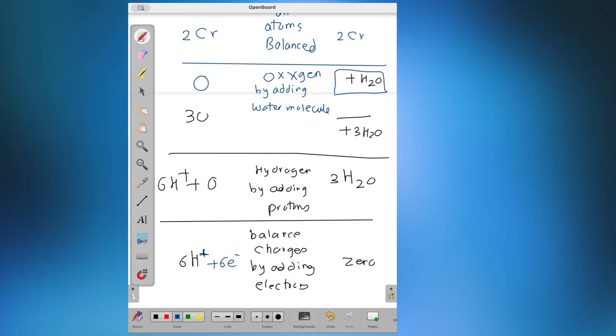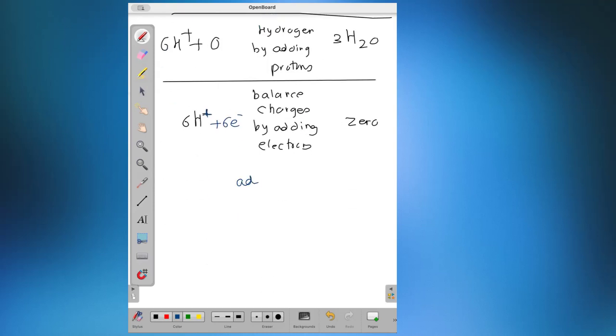That's balanced. Then after that, I will just add the 2 half-equations. When I add the 2 half-equations, I will notice that the number of electrons is not the same. So before finishing the equation, you have to make the number of electrons the same on both sides. Make the number of electrons balanced.